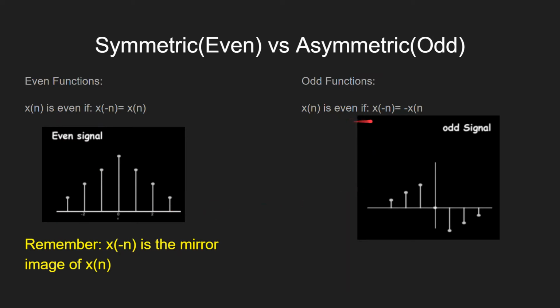However, for odd functions, x of minus n should be equal to minus x of n. If you look here, x of minus 1 is equal to the negative of x of 1. So x of 1 is given here, and the negative, the inverse of this, is the value here. You need to remember that x of minus n is the mirror image of x of n.